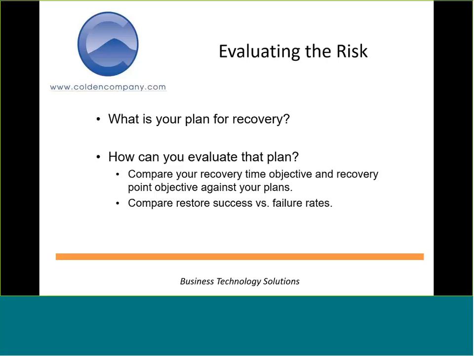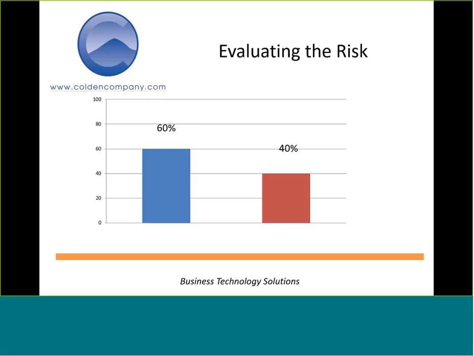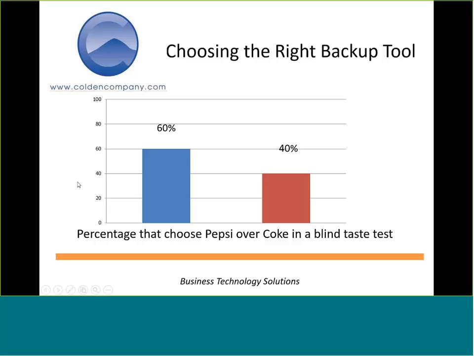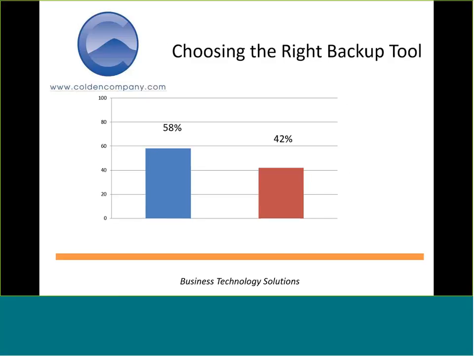So when we talk about comparing success and failure rates, I'm going to move on to the next slide here. And bear with me here. I've got kind of an unnamed graphic here where on one side we've got something in blue that is 60% of the time and something in red that is 40% of the time. What is this? Well, it was the percentage of people that chose Pepsi over Coke in a blind taste test. I'm going somewhere with this, so bear with me.